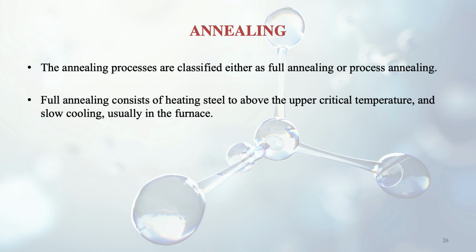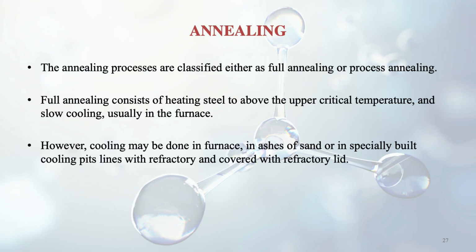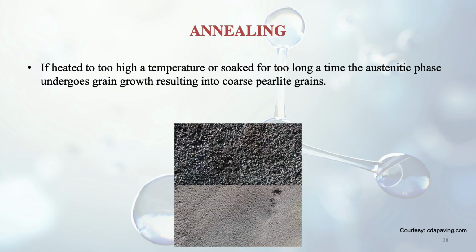What is full annealing? Full annealing consists of heating a steel to above the upper critical temperature and slow cooling, which is usually done in the furnace. So this initial heating is done up till the upper critical temperature, which is 900 degrees centigrade, and the cooling is done in the furnace. However, cooling can also be done in ashes or sand, or in specially built cooling pits lined with refractory and covered with a refractory lid. If heated to too high a temperature or soaked for too long a time, the austenitic phase undergoes grain growth, resulting in coarse perlite grains.